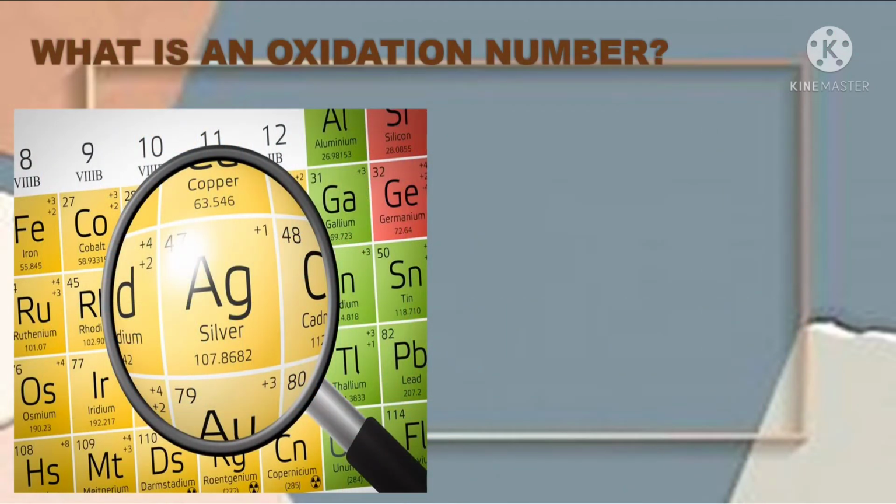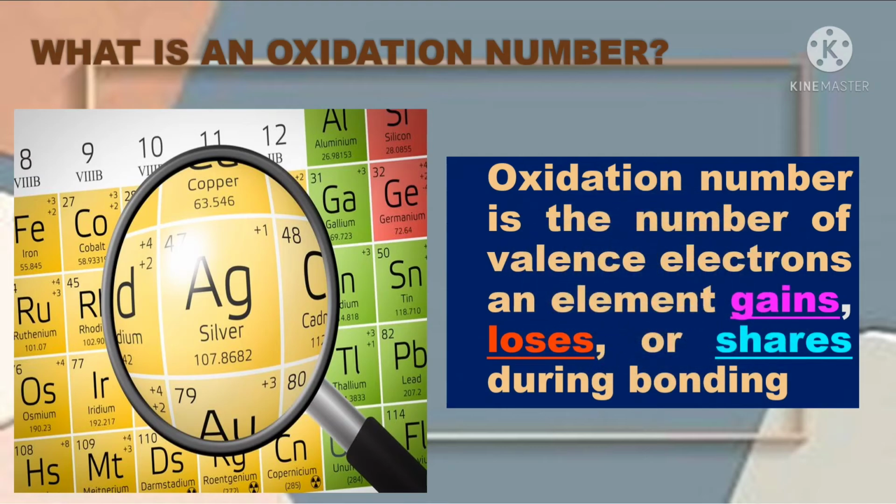In forming new compounds and substances, elements involved tend to gain, lose, or share electrons during bonding. And this has something to do with their oxidation states. This oxidation state is represented by the element's oxidation number, which you can check out on your periodic table.